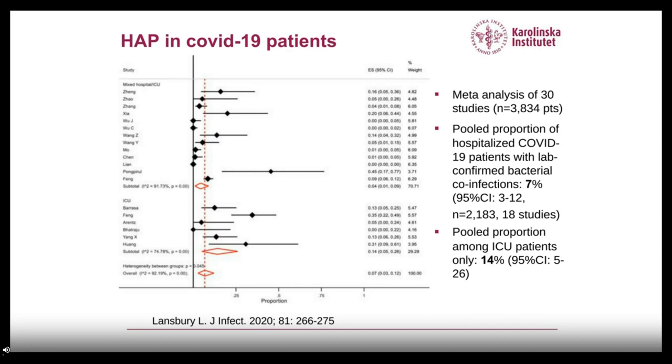When we look at healthcare-associated pneumonia in COVID-19 patients, this is a meta-analysis of 30 studies with almost 4,000 patients, and we can see that the pooled proportion with laboratory-confirmed bacterial co-infections was around 7%, and in ICU patients only, it was around 14%.